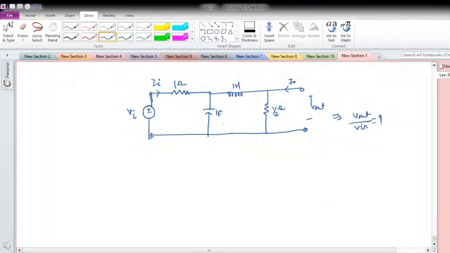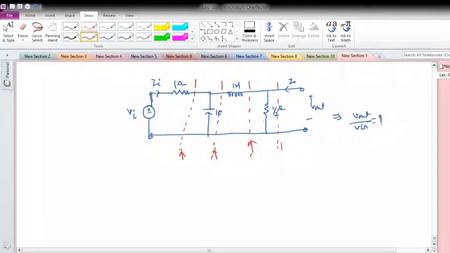So before that, what to do? You just divide it into cascade form. So for each element, let's say this is one subnetwork, this is second, this is, let's say, third, and obviously this is my fourth subsystem. Individually you write the ABCD parameters for each element and then you multiply them. That will be the resultant.